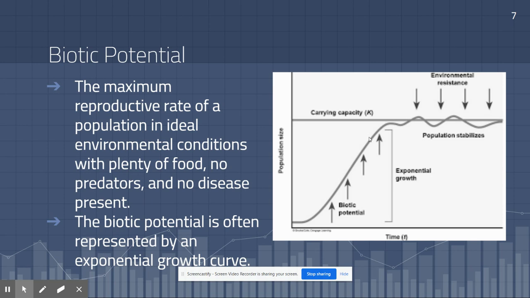And we know that in real life, in the wild, populations cannot just grow continuously without ever stopping. So eventually, the population will stabilize at the carrying capacity when there is no longer an unlimited supply of that food. When resources begin to become scarce, or when the population becomes affected by disease or predators or other factors, that population does typically stabilize around the carrying capacity. But the term biotic potential just refers to the maximum reproductive rate within a population in those ideal conditions.